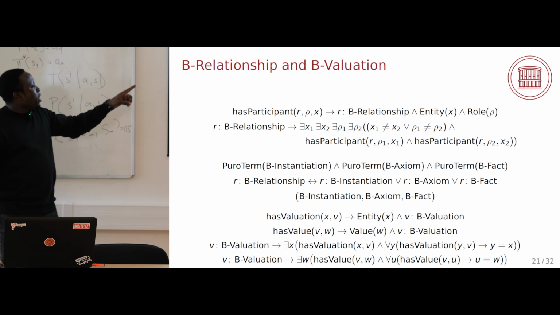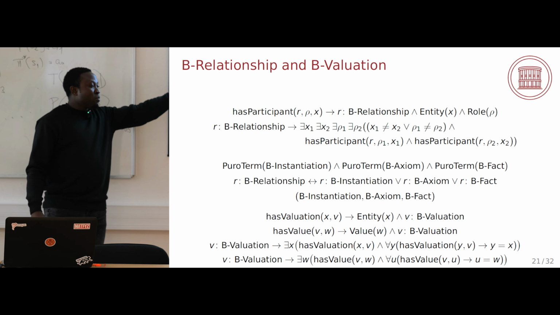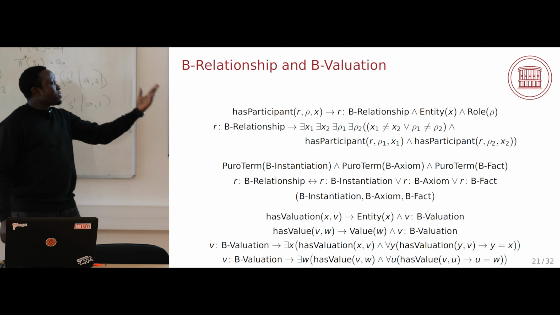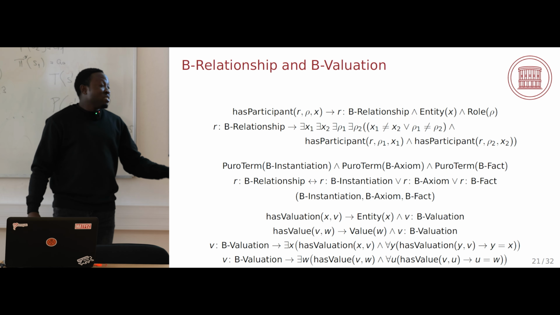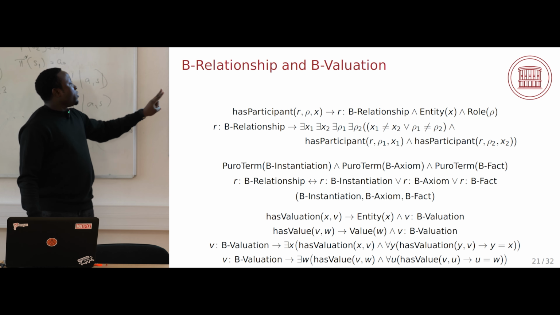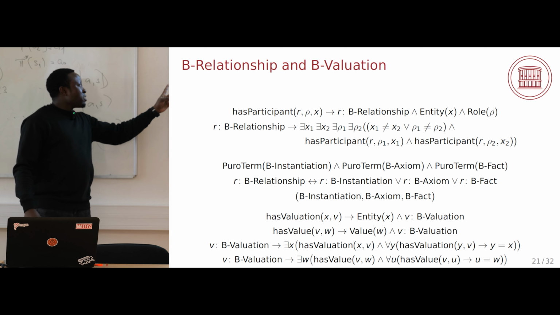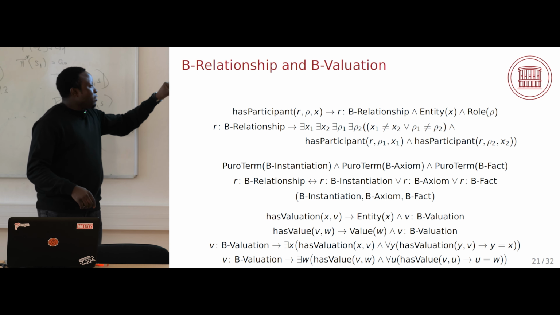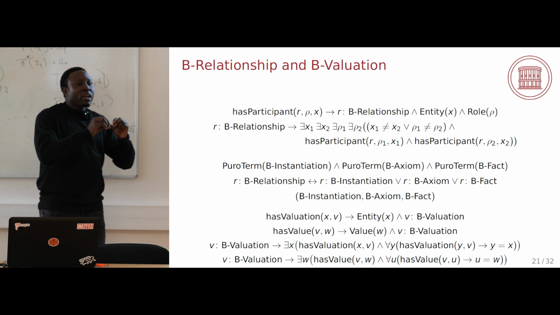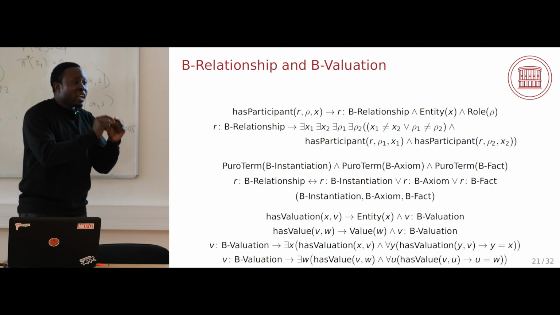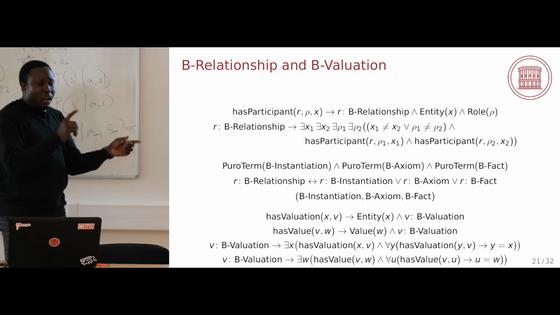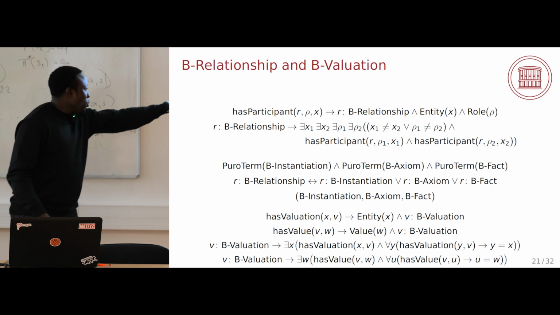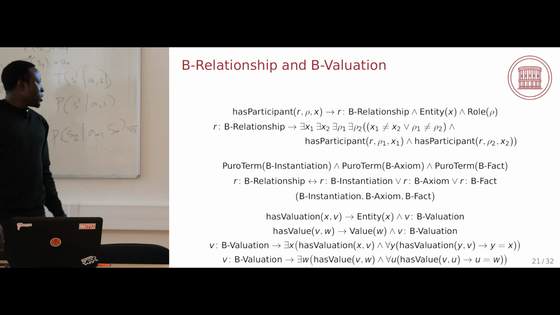And for the B valuation, we axiomatize them using the predicate has valuation. So if X has valuation V, it means X is an entity and V is a B valuation. And if V is a B valuation, it means that there exists an X such that X has the valuation V, and any other term that has that valuation has to be the same. It's a unique form of valuation, so you can't have an entity having two different forms of valuation. So it is unique with the second to last axiom there. Okay.